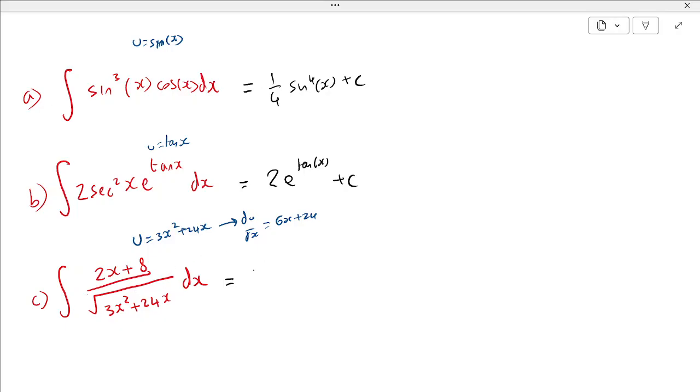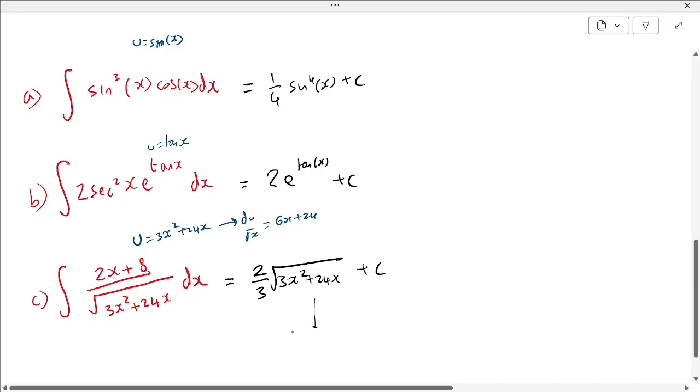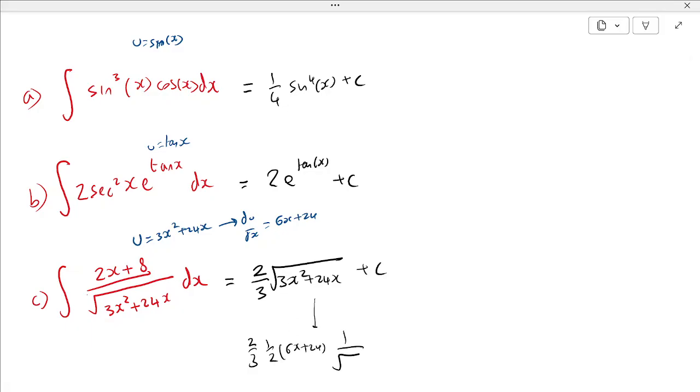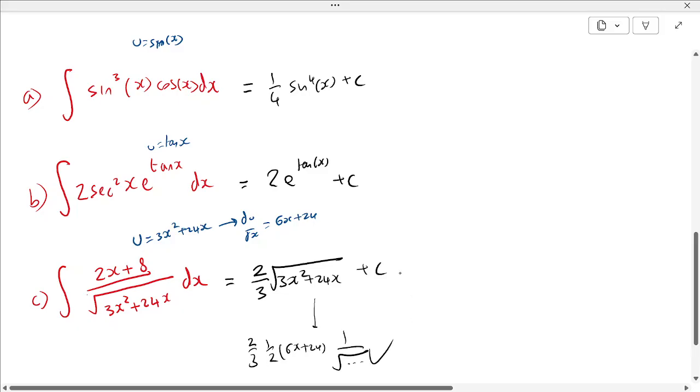I'm going to write this, and then I'm going to double check it. I think it should be 2/3 square root of 3x squared plus 24x. Let's see, I'm going to double check by differentiating. So I would take the 2/3, I get the power of 1/2. I'd also multiply by the inner derivative, 6x plus 24, and then 1 over that square root. And then this gives me 1/3, and yeah, that all works. Okay, this is correct.